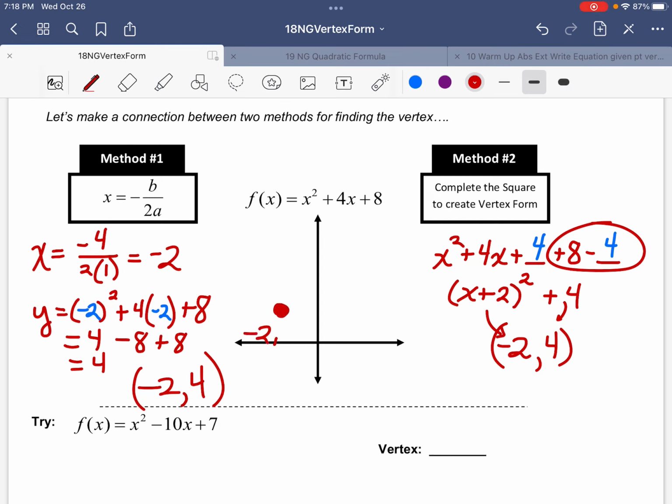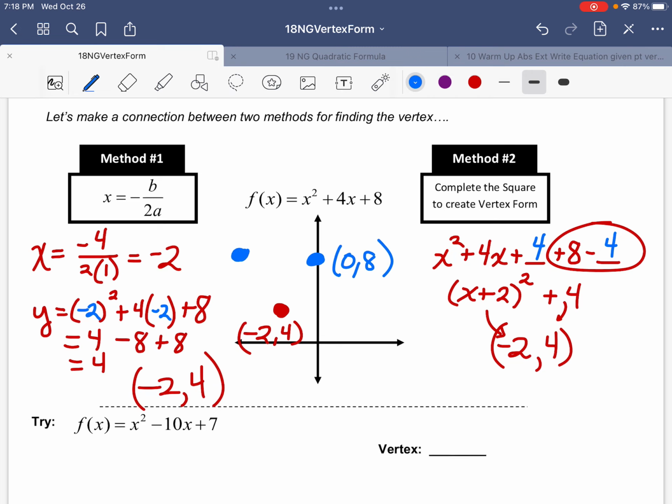I should be getting the same value. Now I can graph it. That's kind of why we found it in the first place, so I can estimate (-2, 4). It would be nice if I had another point to plot. How about the y-intercept? You remember how the y-intercept is the number at the end? That's because I can plug in a 0 very easily and arrive at the point (0, 8).